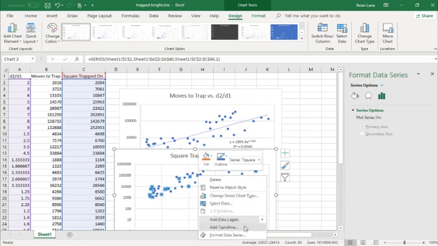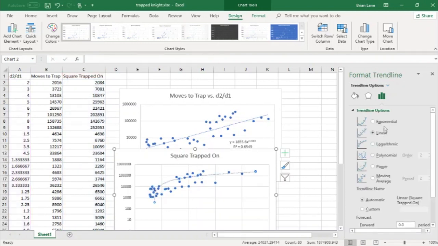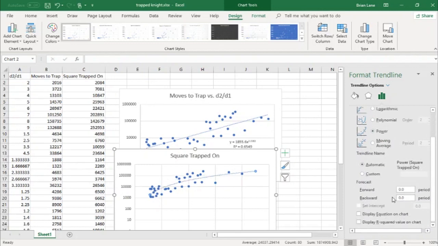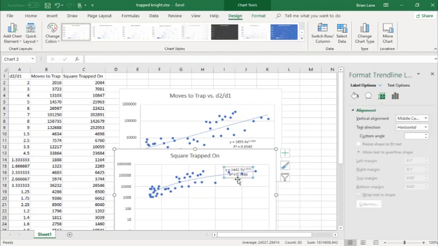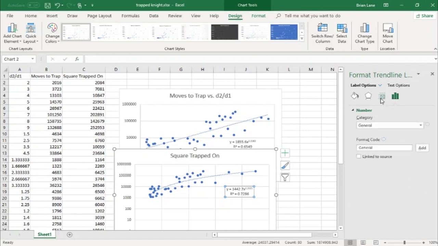Let's just try adding a trend line. Yes, it's obviously not linear. Let's try the power law with this one. Let's see, display the equation, the R squared. You get a little bit better R-squared value, but not much. It's still not a good R-squared value. I wouldn't let students get away with that in lab.